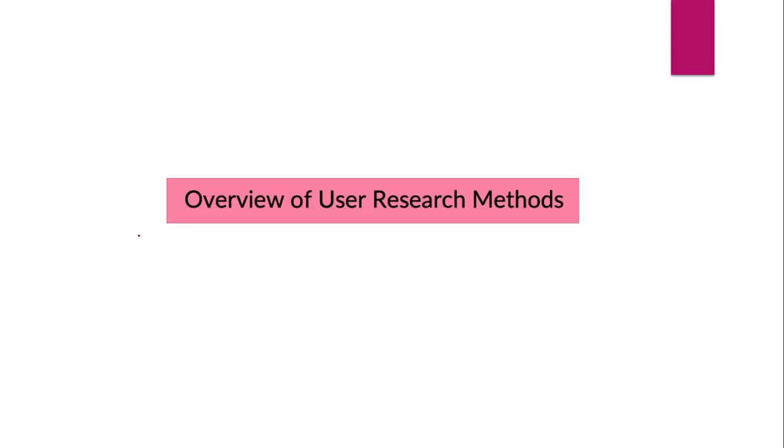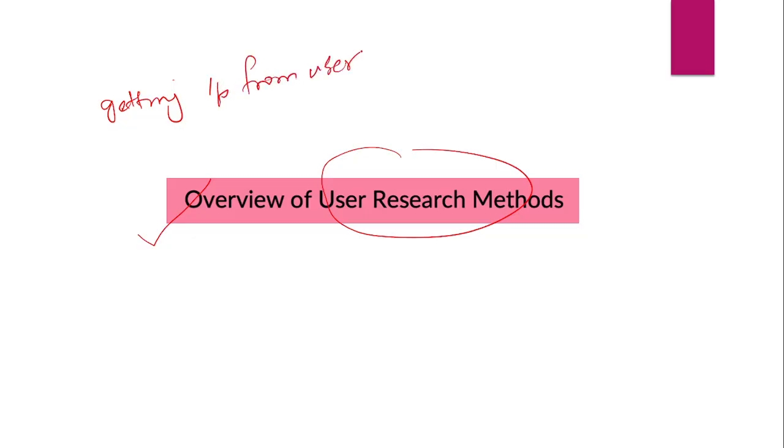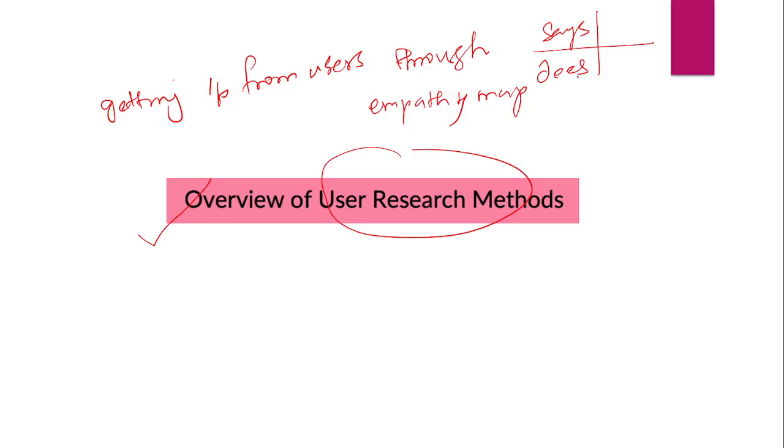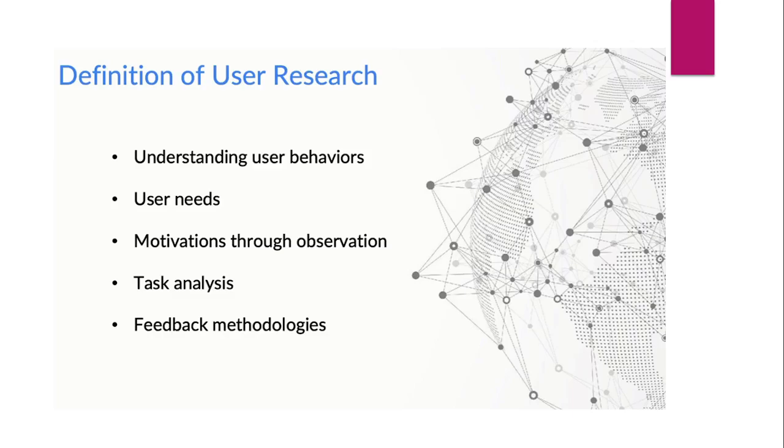Again, next is an overview of user research methods. After getting inputs from users through the empathy map, which has 4 quadrants, says, does, and so on, in these quadrants you get the data. After that, you have to come up with the research method, because after getting the data, you have to do certain research on the problem.